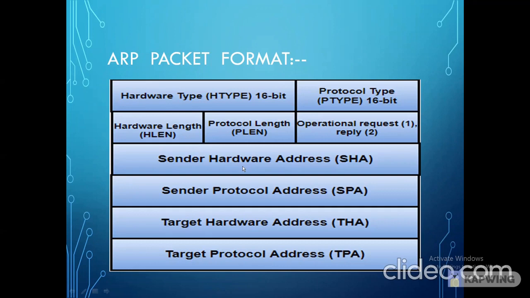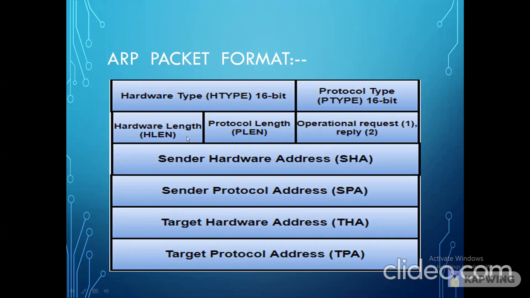Second, protocol type. The protocol type is a 16-bit field used to specify the type of protocol, whether using IPv4 or IPv6. Hardware length. The size of the hardware length field is 8 bits. This field specifies the length of the physical address in bytes. By default, the address length is 6 bytes.